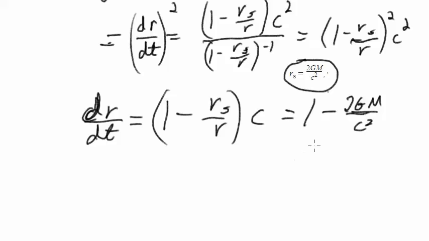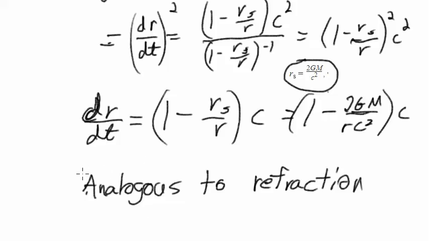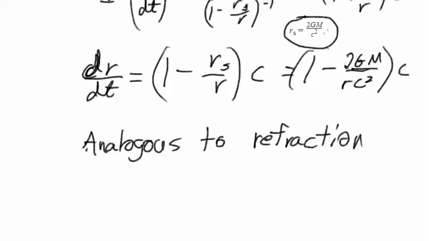Whoops, forgot my r. Okay. 1 minus 2GM over rc squared is this times c. So this is a slowing of the speed of light, which is pretty much in every way analogous to refraction, because it just slows the speed of light.